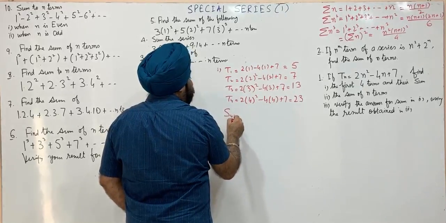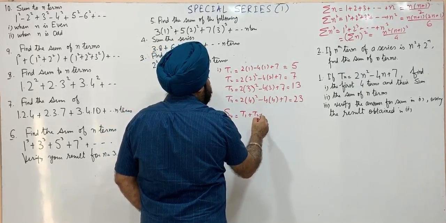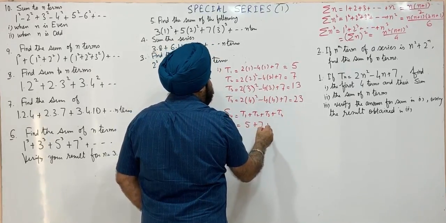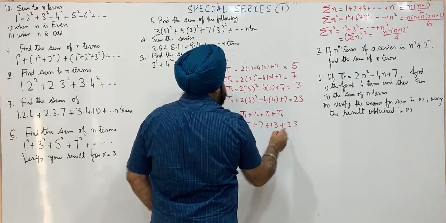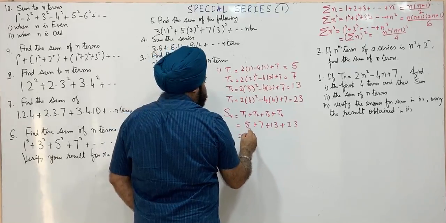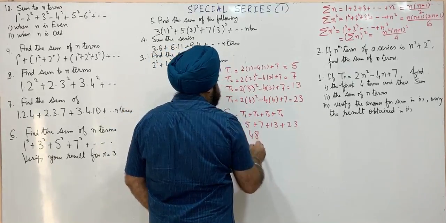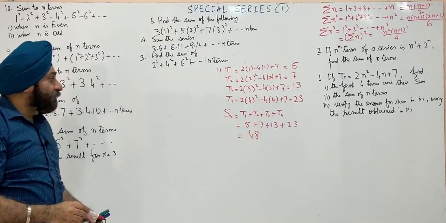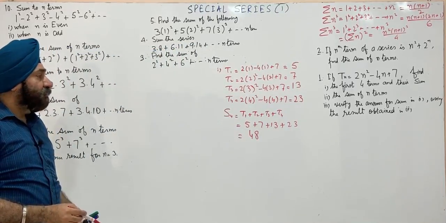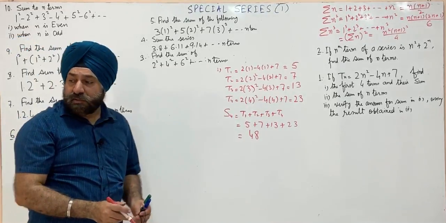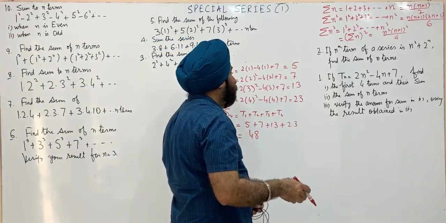And their sum. So that will be the sum of the first 4 terms: first term plus second term plus third plus fourth. That's 5 plus 7 plus 13 plus 23. This will be 12 plus 13, 25, plus 25, this is 48. So the sum of the first 4 terms is 48. The next one, we have to find out the sum of n terms. How do we find the sum of n terms?